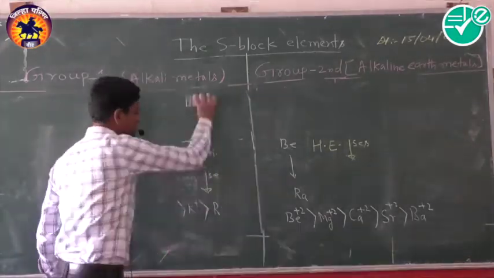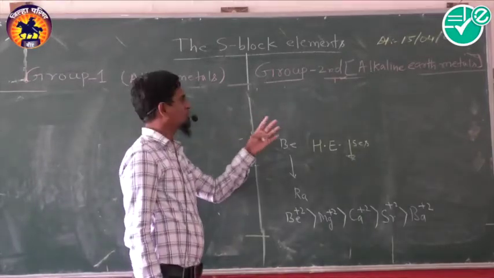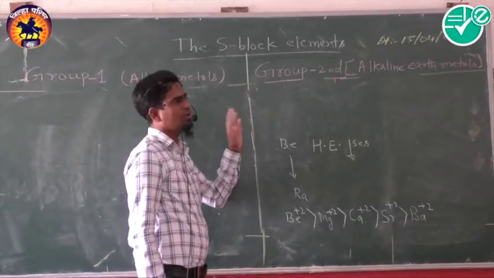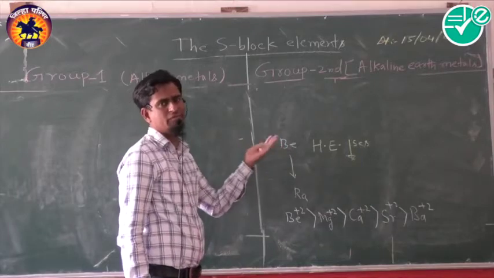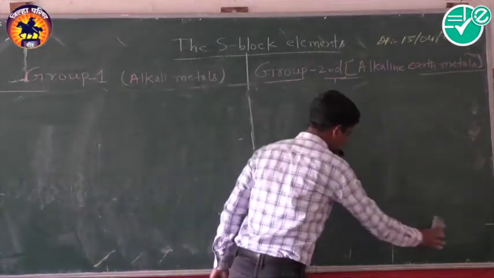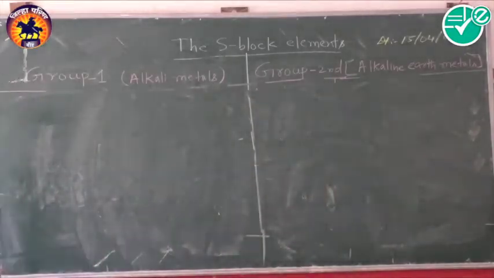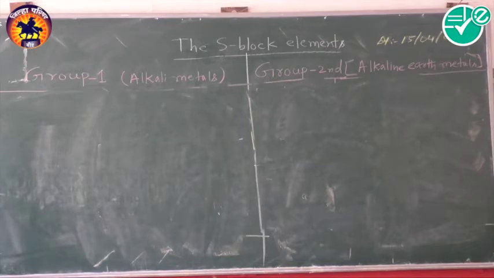Listen, if you are perfect with the periodic table, you can also compare the periodic properties of other groups, 13, 14, 15, 16 and 17. It is very easy for you. You should be strong at fundamental concepts. Okay? Now come towards the next.